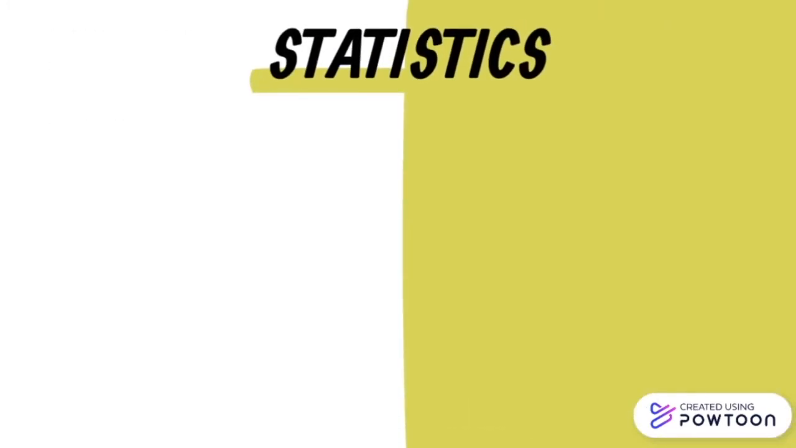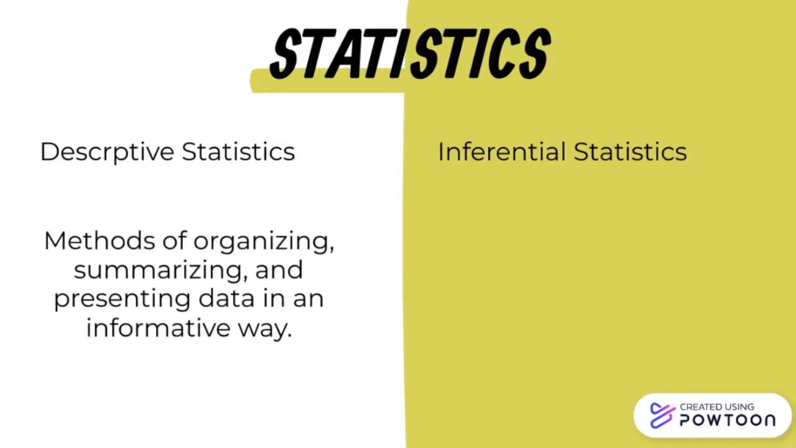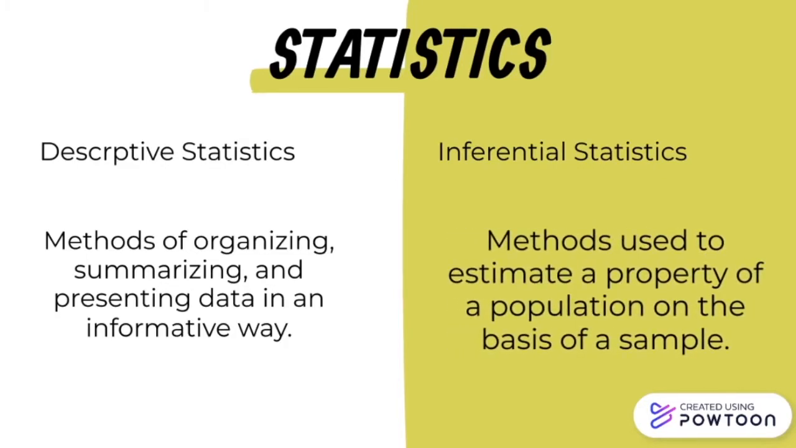There are two types of statistics: descriptive statistics and inferential statistics. Descriptive statistics are the methods of organizing, summarizing, and presenting data in an informative way, while inferential statistics are the methods used to estimate a property of a population on the basis of a sample.